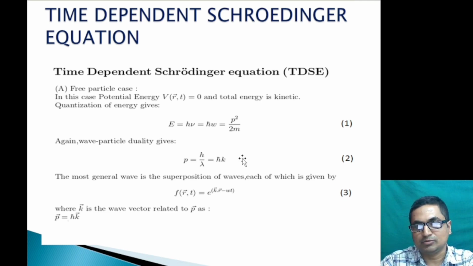Now since it's a matter wave, let's take the most general kind of thing, which is the plane wave solution. A simple wave can be represented by a small f of r, t, where r is position and t is time, equal to e to the exponential i (k dot r minus omega t), given by equation 3. It represents simply a plane wave, a single wave which altogether makes the wave packet as discussed in the earlier videos. So this is the single wave representation, and the whole wave packet is represented by a superposition of waves given by equation 3.